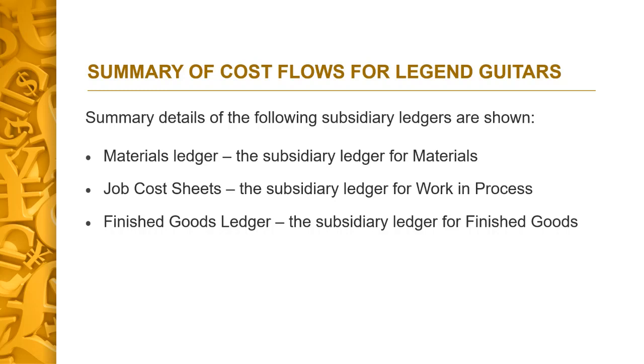Entries in the accounts shown in Exhibit 9 are identified by letters. These letters refer to the journal entries described and illustrated in the chapter. Entries H and J are not shown because they do not involve a flow of manufacturing costs.